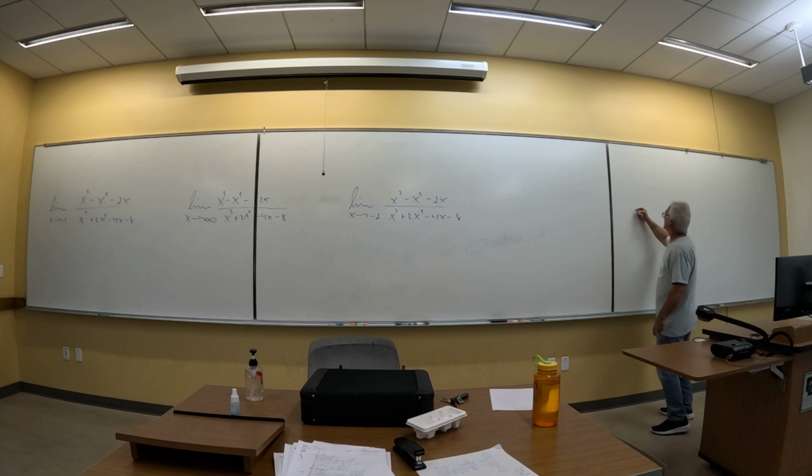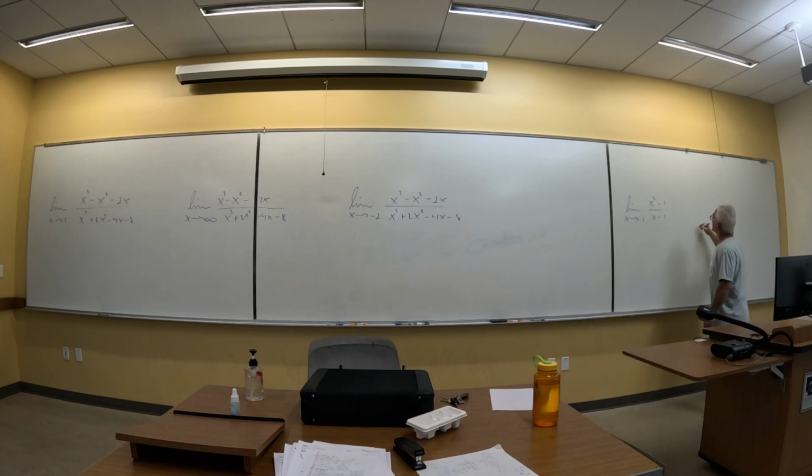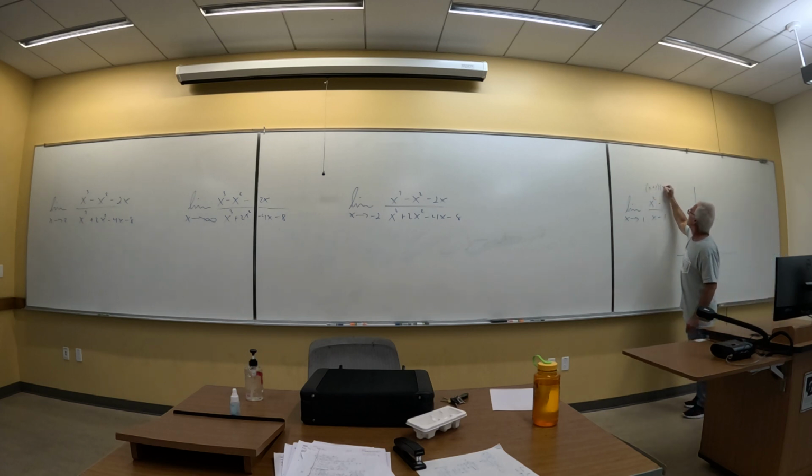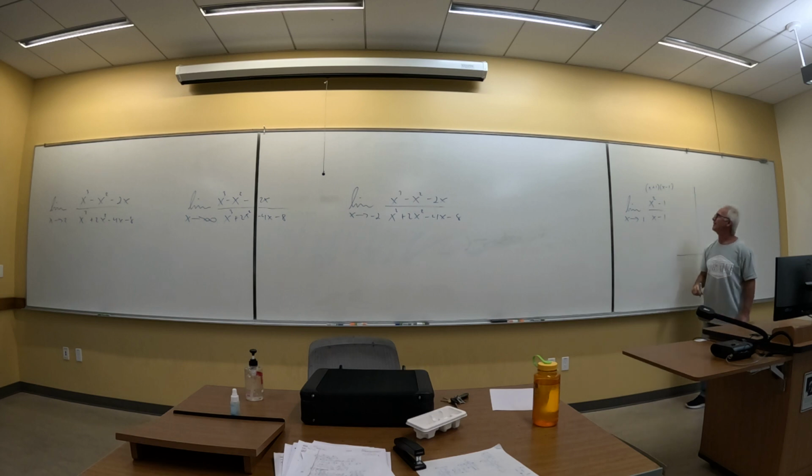So I'm going to use the simplest one that we all remember, okay? I want the limit as x approaches 1 of x squared minus 1 over x minus 1. Now, if I were to draw the graph of that one, this is x plus 1 times x minus 1. Oh, this is going to look just like the graph of x plus 1, isn't it? Which looks like this.